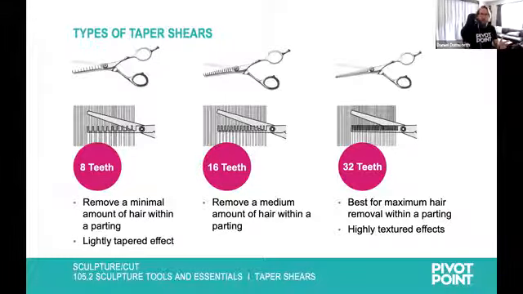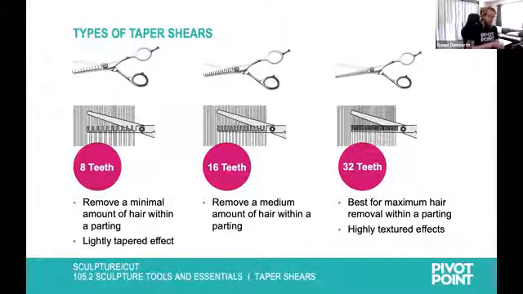What does all that numbering mean? Again, it's the amount of hair that you're reducing. The fewer teeth there are, the less hair that's being removed. The more teeth, meaning the bigger that number, the more hair you're removing. So you're going to thin it out or texturize it more. It's really important to know the spacing of those teeth so that you know how much hair you're reducing, right?